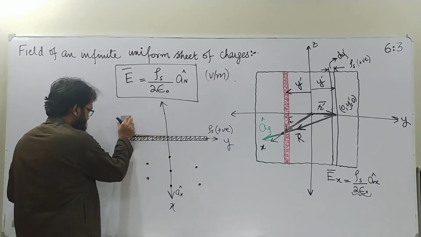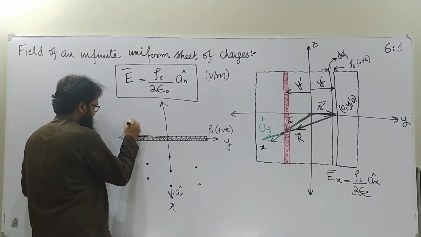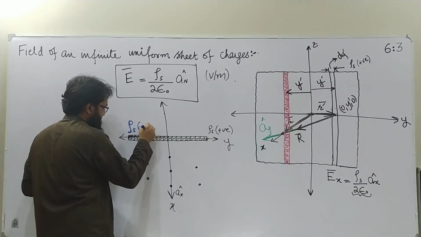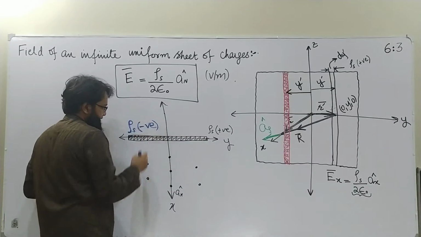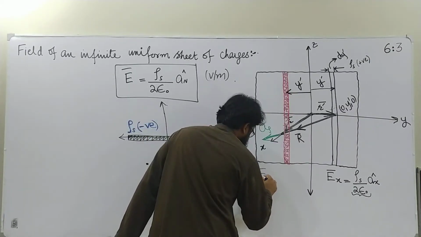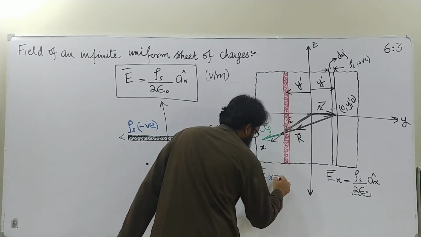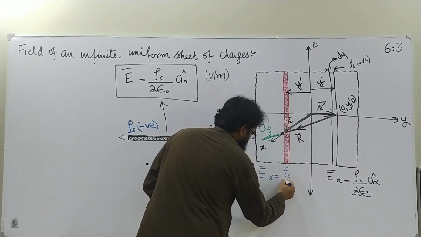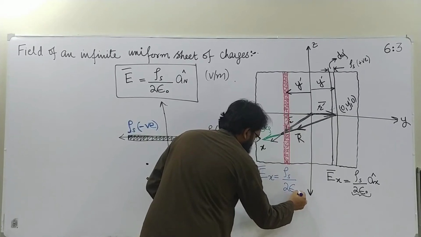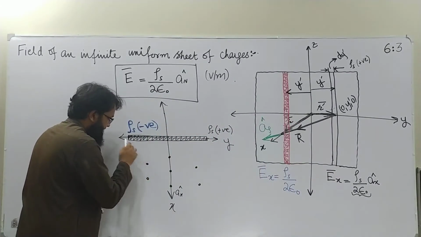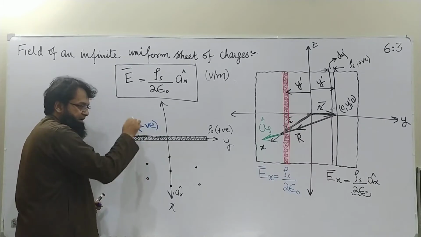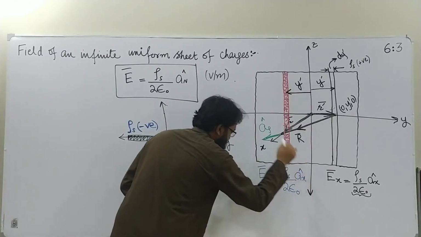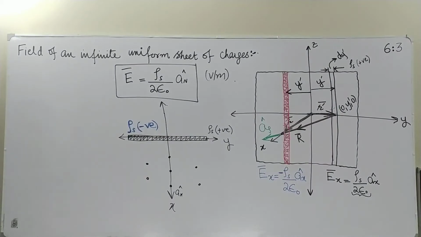Let me write it in blue. If rho s was negative, the formula for electric field intensity at any point below the sheet will have the same magnitude, but this time, since this negative charge will attract the positive test charge, the only change will be in the direction of the field.